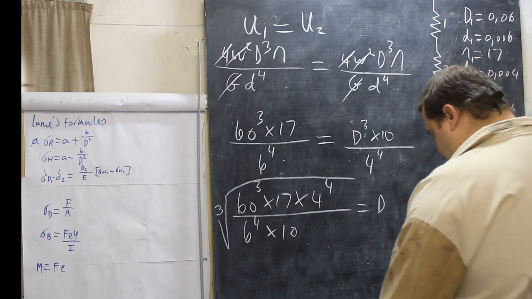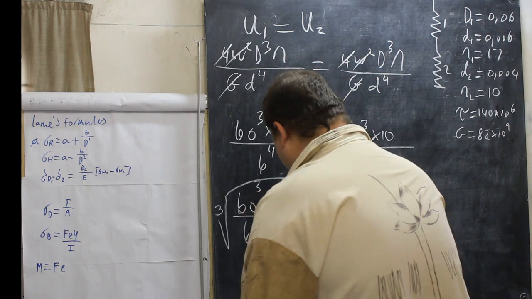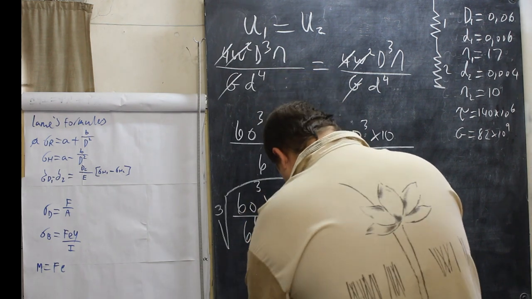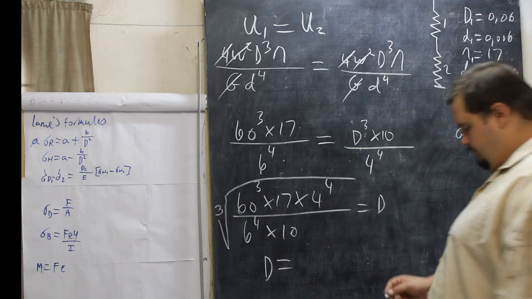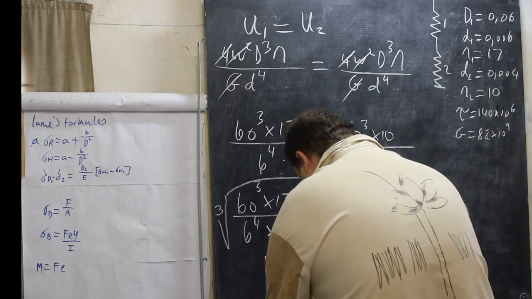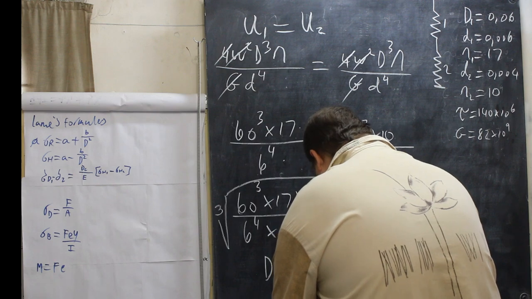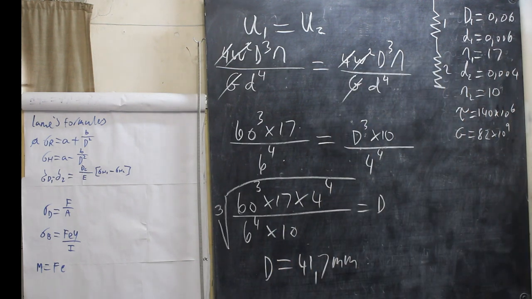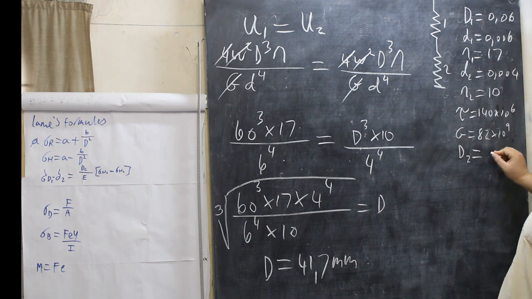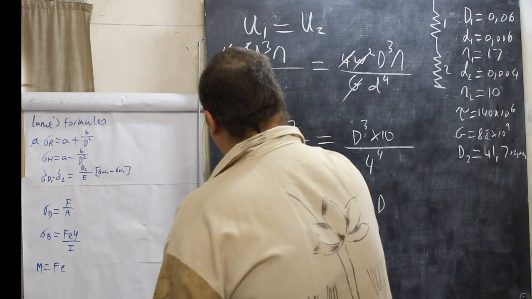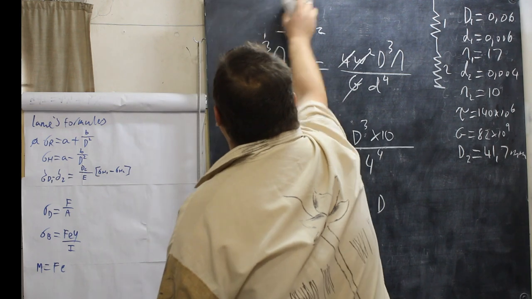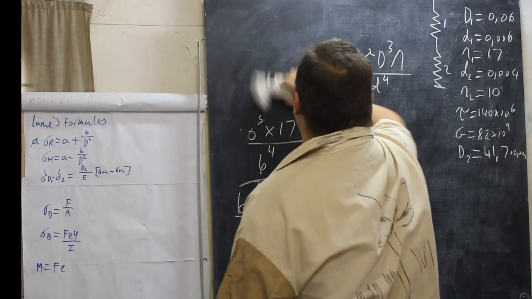So once we've got D on its own, we have exactly D. You can put this in your calculator and you will get 41.7 millimeters. So D2 is 41.7 millimeters. That is our first answer. Now, second answer.